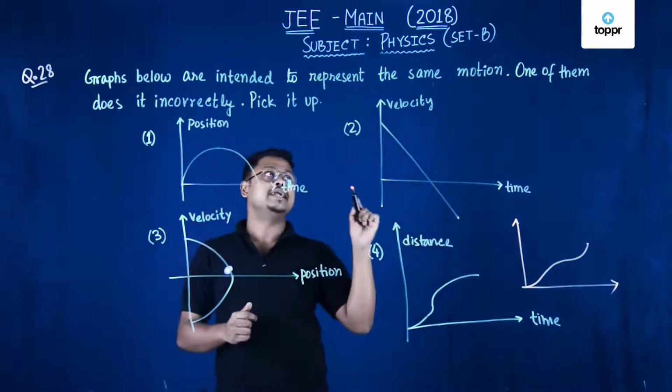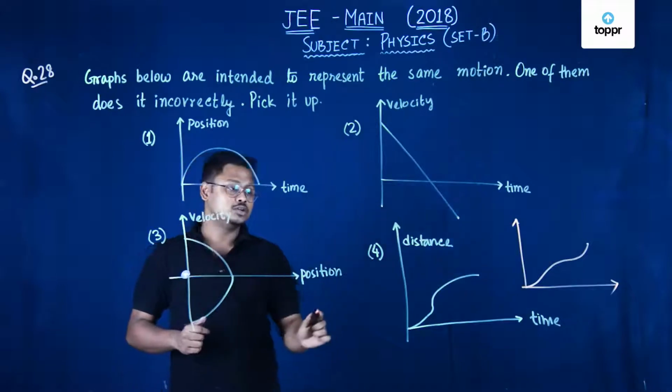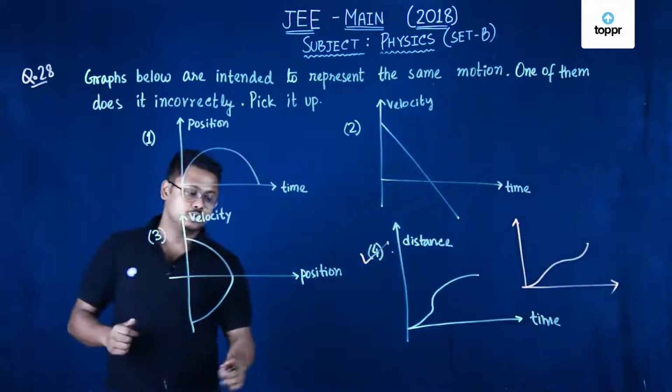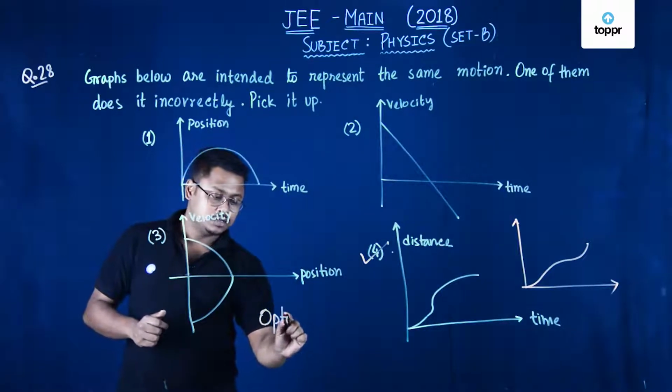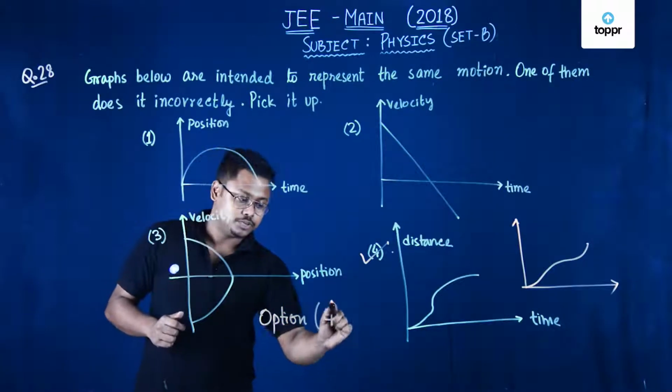So one of them is incorrect, and that incorrect one is number 4. So the answer will be option 4.